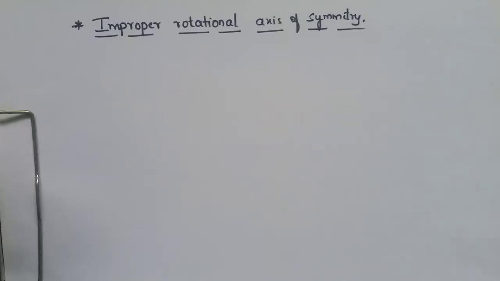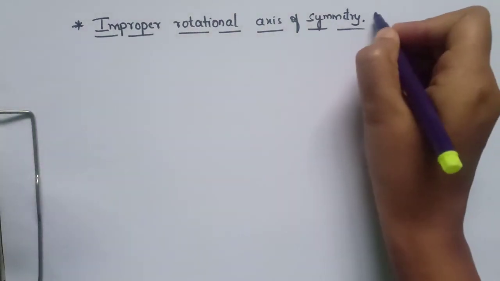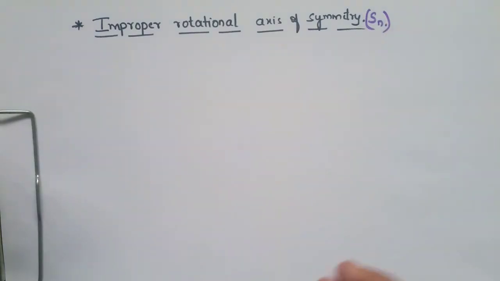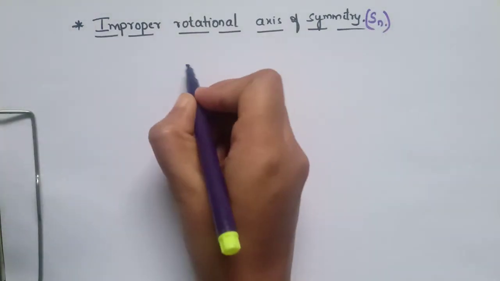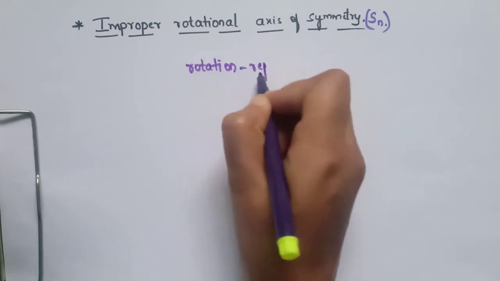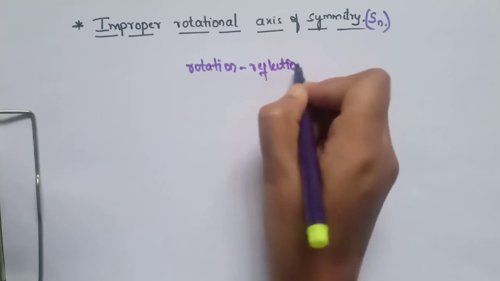Hi students, in this video we are going to learn about the improper rotational axis of symmetry. It is indicated by Sn. It is also called the rotation reflection axis.